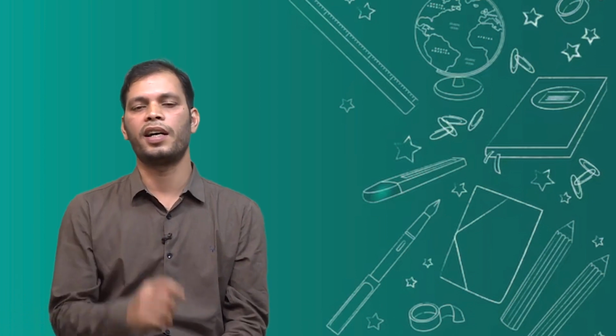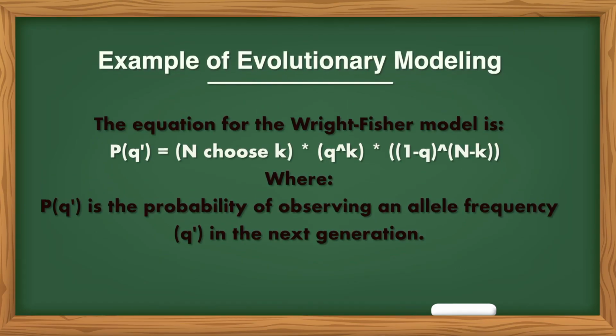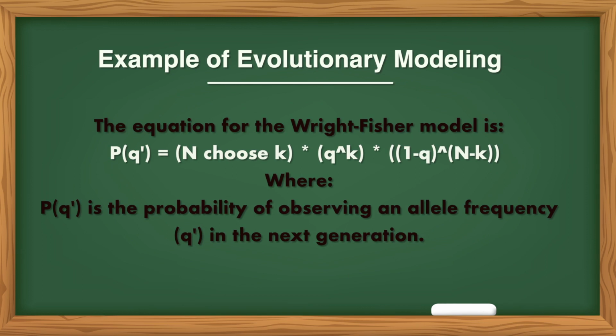It calculates the probability of observing a specific allele frequency in the next generation based upon the current allelic frequency. So, this probability follows a binomial distribution. I will shortly explain the Wright-Fisher equation, that is P of q dash equals n choose k multiplied by q to the power k multiplied by 1 minus q to the power n minus k.